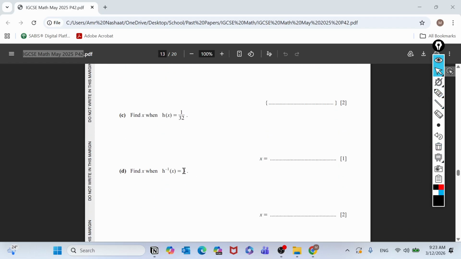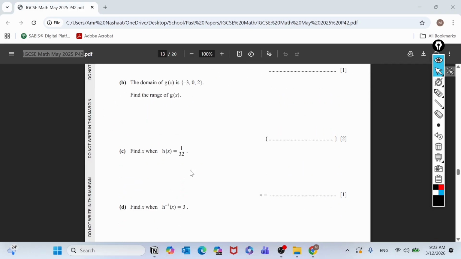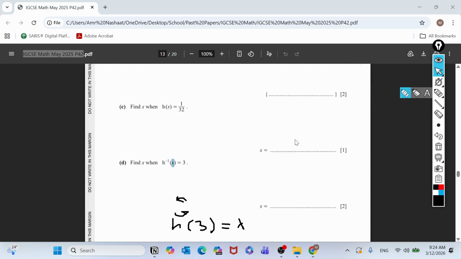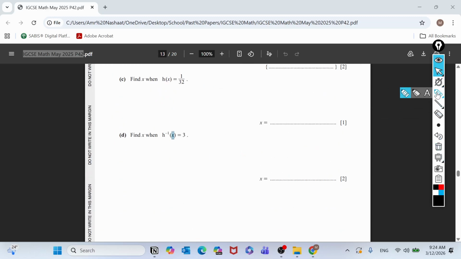Find the inverse, or find x when the inverse is equal to 3. So when they say inverse is equal to 3, you flip them. This goes inside here and x is here. So that's basically them saying h of 3 equals x. Okay, that's what the inverse means. You put this here and this here. So when h is 3, you put 3 in here, so 2 to the power of 3, it's gonna equal 8. 8, simple. Yeah, you move on.